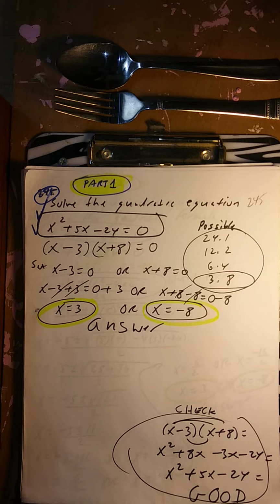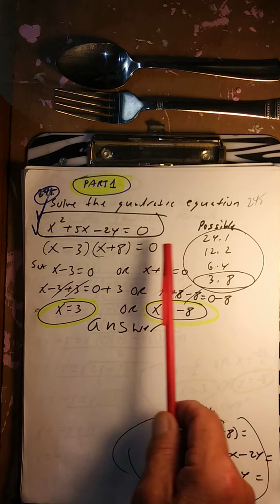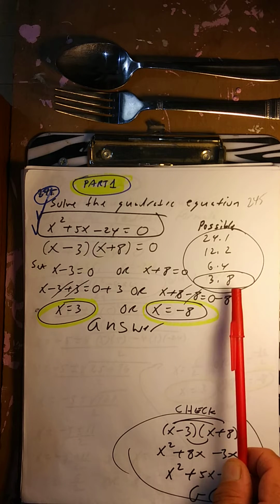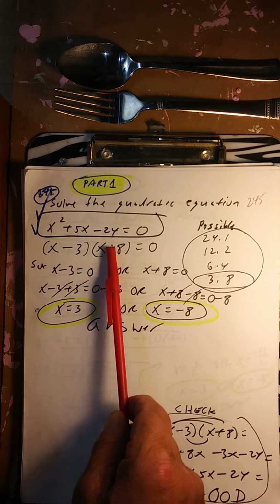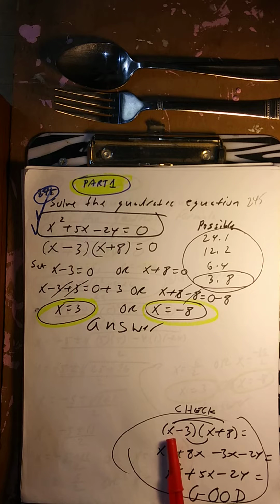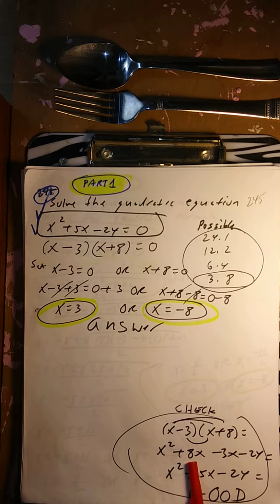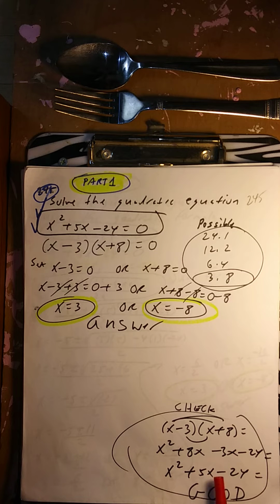Solve the quadratic equation. Let's do it by factoring. Part 1, by factoring. So 24, I guess 3 and 8. X minus 3 times x plus 8. Let's check this, make sure that it's correct. So x times x, x squared, 8x minus 3x minus 24, x squared plus 5x minus 24.